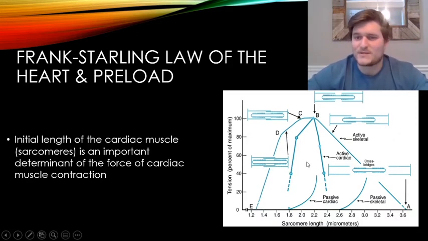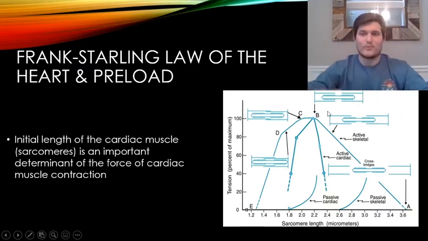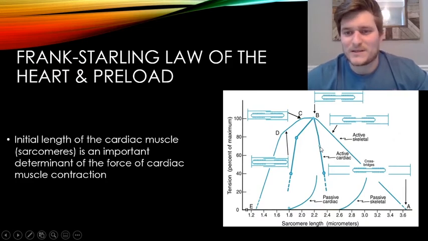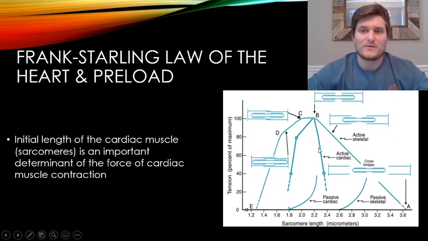So as these sarcomeres lengthen, what you're going to see is that there are more myosin-actin interactions that can occur. And then we're going to hit a certain point, this optimal length, where we could get maximal force development through these interactions of myosin and actin. And anything past that point, we're not going to have as many interactions, so therefore you see the tension produced by those fibers decrease.